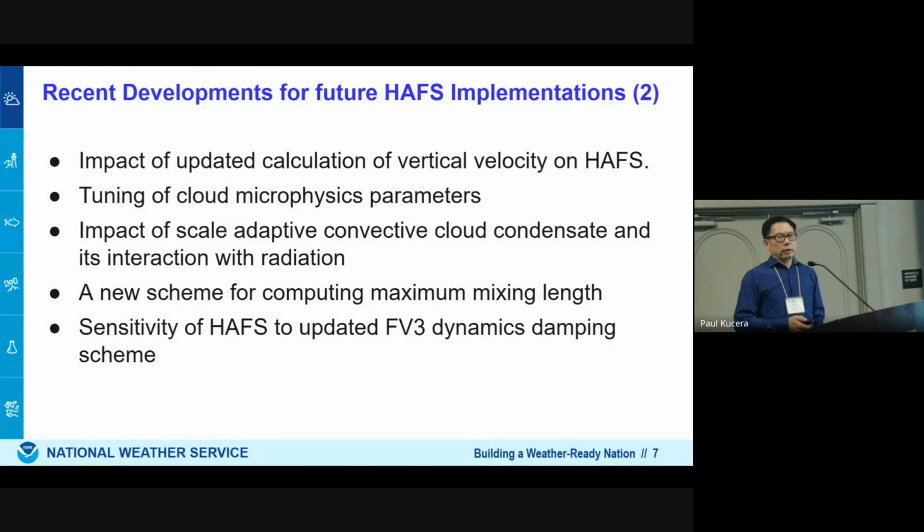A few others I should mention have also been happening, but under the radar, like testing the impact of updated vertical velocity calculation on HAFS and tuning the cloud microphysics parameters, the impact of scale adaptive convective cloud compensator and its interaction with radiation, a new scheme for computing maximum mixing length in PBL, also sensitivity of the HAFS to updated FV3 dynamic core and damping scheme. Actually, I missed one. We are also testing the GFDL microphysics version 3 in HAFS and also GFS.